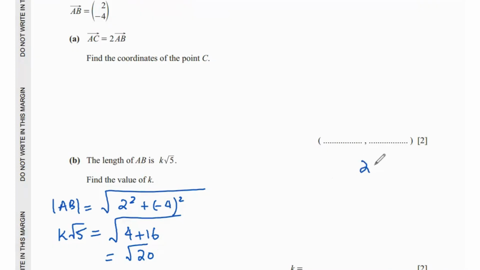So 20 is basically 4 times 5, and 4 is a square number, which is 2 times 2. So we can rewrite this as 2√5, which makes k 2. The reason why it's 2√5, because if we take the square root of 4, it's 2. So the 2 comes outside of the root and 5 remains inside. So square root of 20 becomes 2√5.